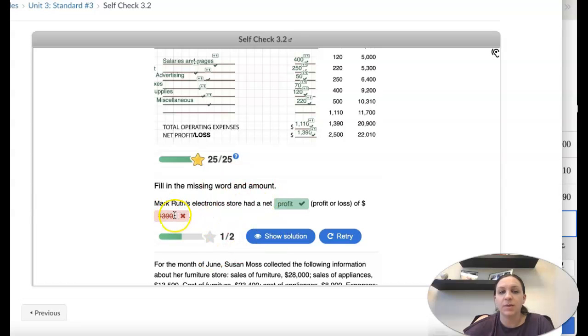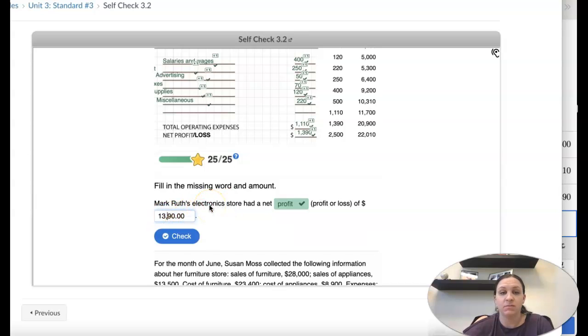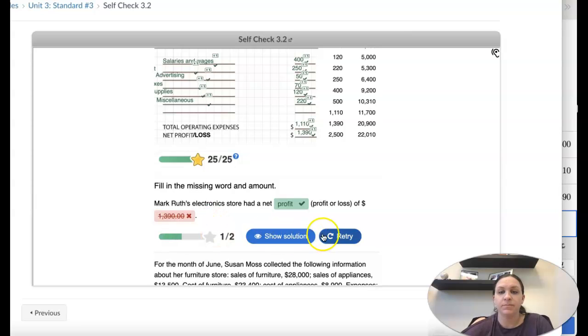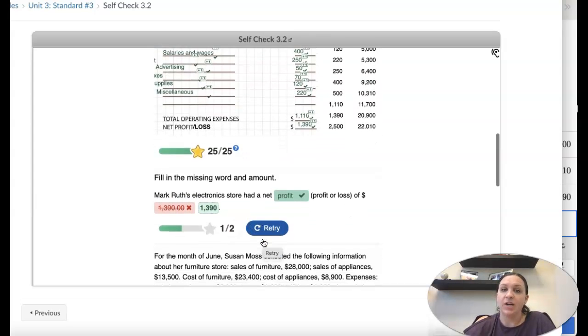I wonder, oh, I bet I had to put the zeros. Maybe if I had to put the comma. Okay, I had to put the comma and not the cents. So on those, sometimes it's formatting. And now you know on that.